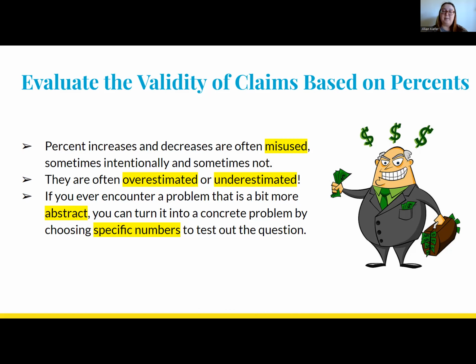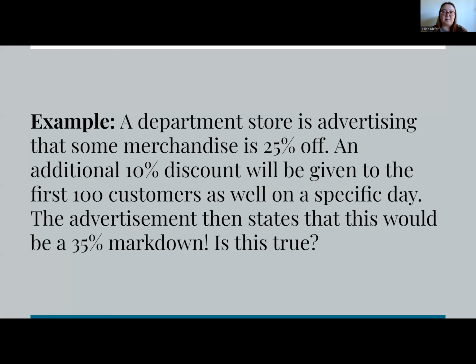So if you ever encounter a problem that's a bit more abstract, you can always turn it into a concrete problem by choosing specific numbers to test out the question. So if you're being told some statement, like, come on in, it's 10% off, and then an additional 5% off, that's 15% off. It's probably not 15% off. That's not exactly how percentages work. But if you wanted to test it out, you could pick a random object that costs a random amount of money, whatever you like, and then try to work it out yourself. And you can see if it's actually true or not. Which is what we're going to do for our example.